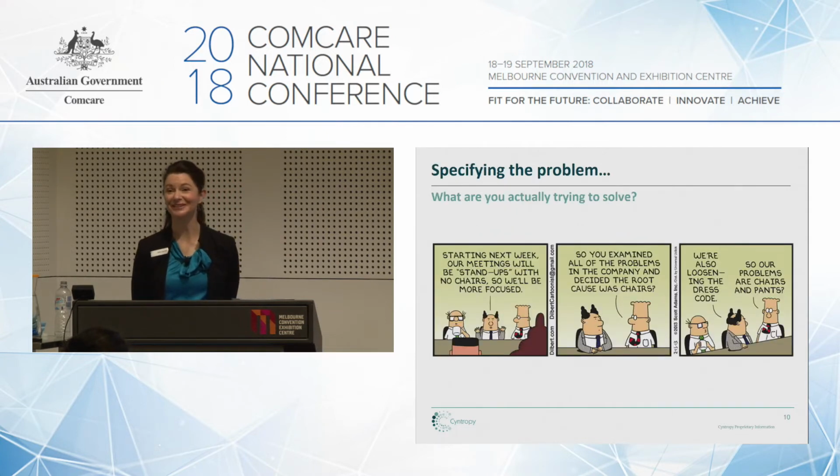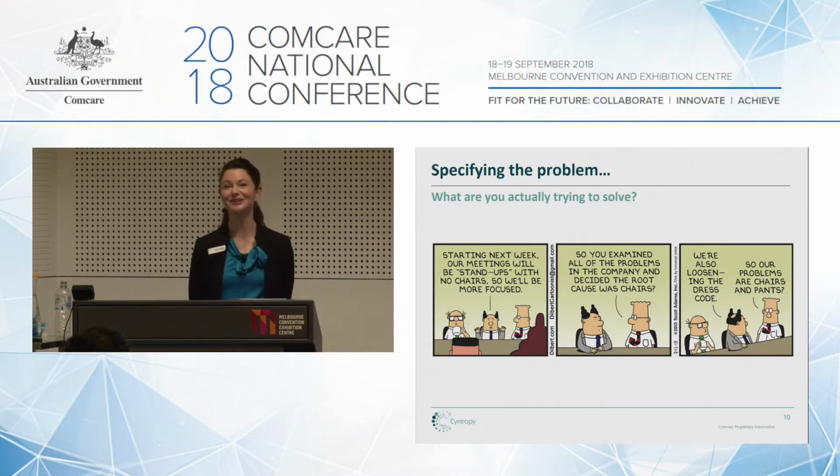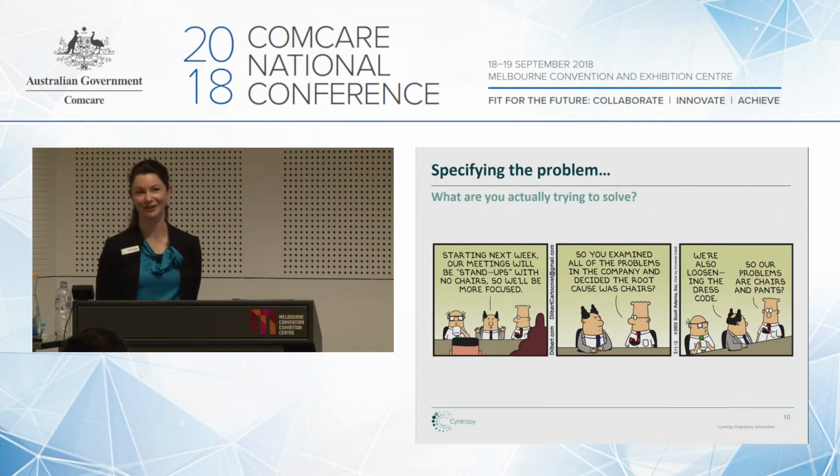We've done the research, and when it comes to looking at problems, we think Dilbert sums it up best. Starting next week, all our meetings will be stand-ups with no chairs, so we'll be more focused. So we examined all of the problems in the company and decided the root cause was chairs. We're also loosening the dress code. So our problems are chairs and pants. What are we actually trying to solve? And there are two fundamental ways we can actually look at our problems and how we try to tackle them.